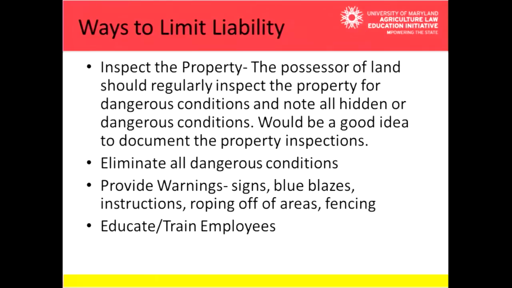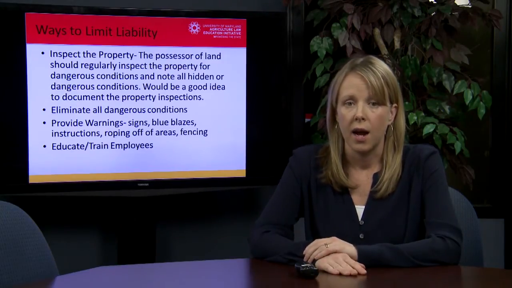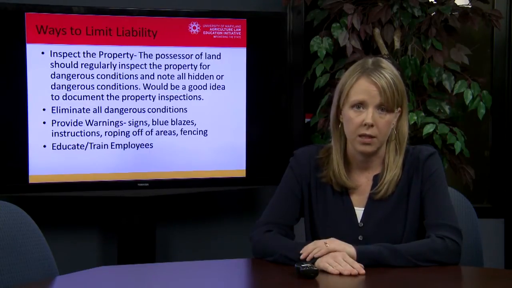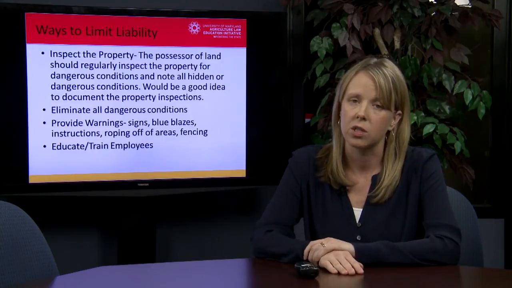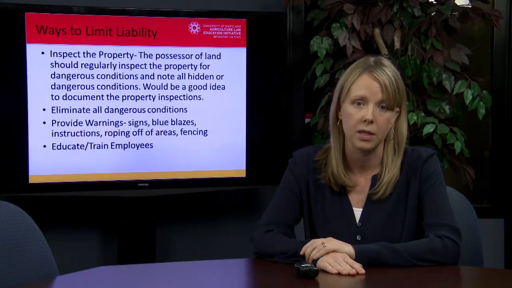What are some simple ways you can limit liability on your land? The first and easiest way is just to do regular inspections of your property. You should be regularly inspecting it and taking note of any dangerous conditions, and obviously then eliminate those dangerous conditions to the greatest extent possible. It's also a good idea to document your property inspections, to just take a simple note of when you did your last routine property inspection.